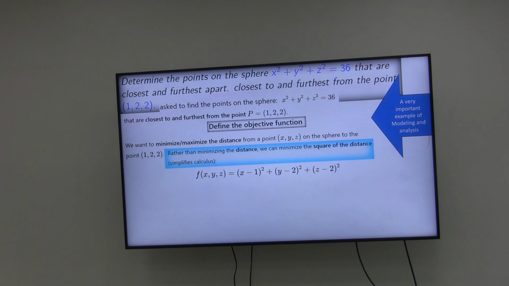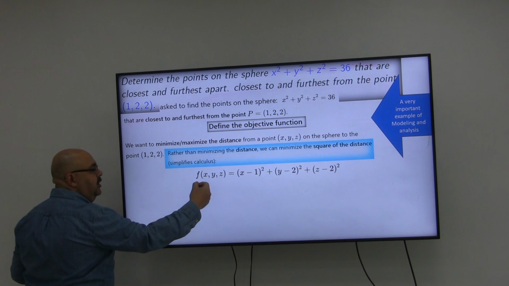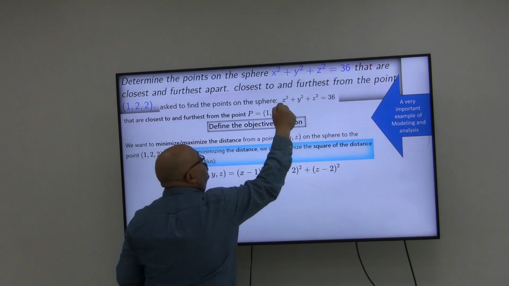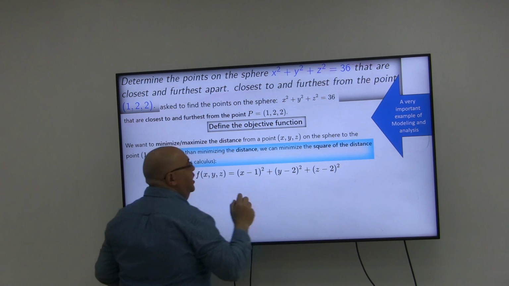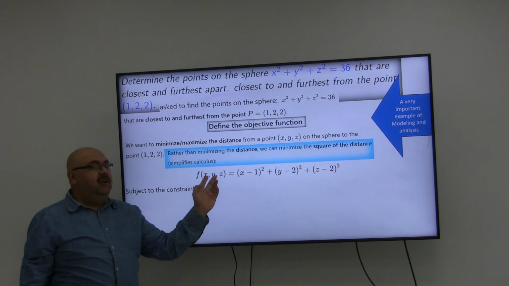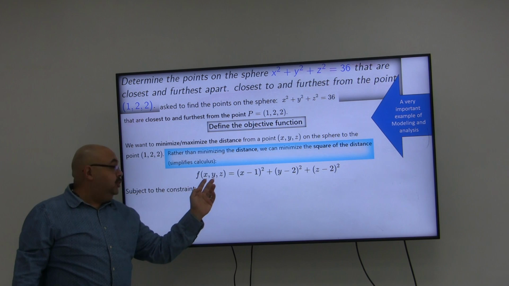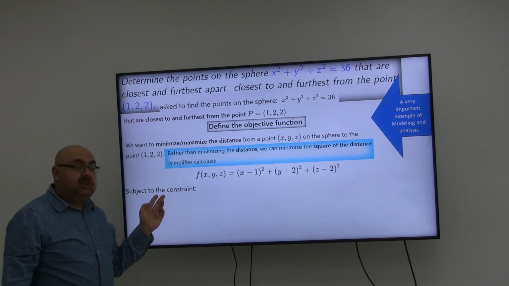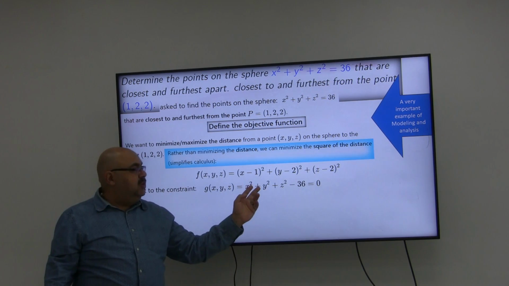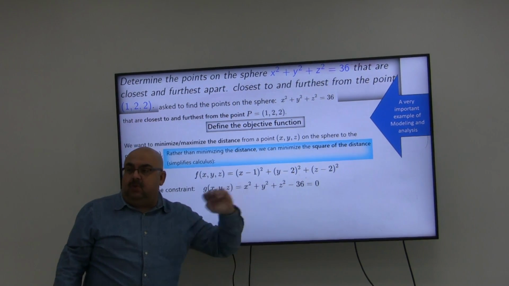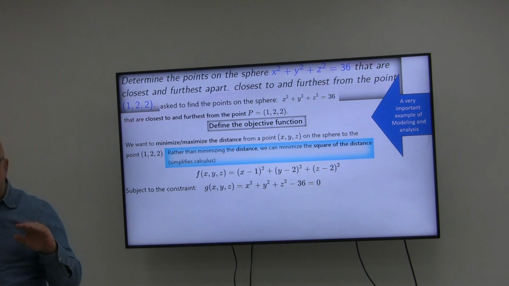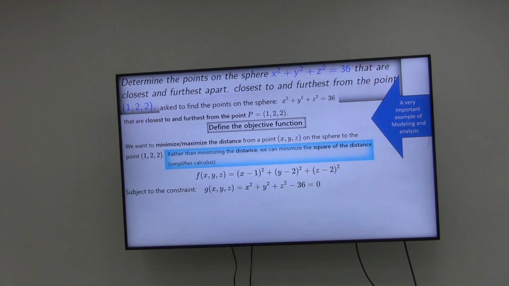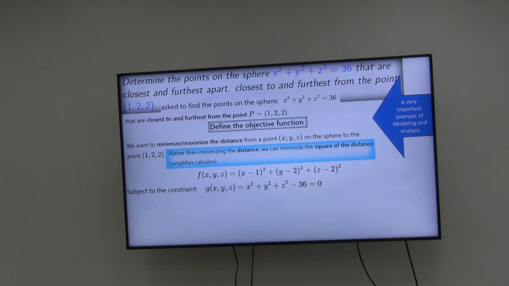Because by the end of the day, this problem becomes: I need to maximize or minimize this function, but subject to what? To the points on this constraint. So now I formulated the function to be optimized, subject to this constraint. The constraint states that x squared plus y squared plus z squared minus 36 equals 0. So I have my equation that I want to optimize, subject to the sphere equation.